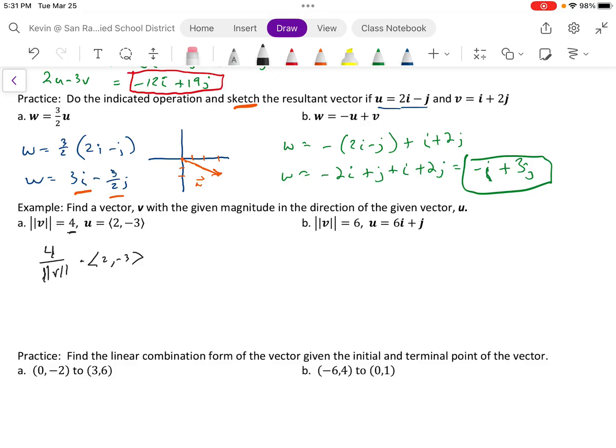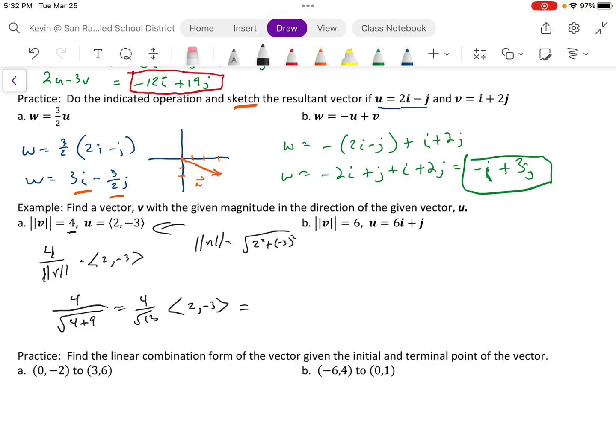So what we're going to do here is take 4 over the magnitude of u, which would be the square root of 2 squared plus negative 3 squared. So it's going to be 4 plus 9, so 4 over square root of 13. Then we're going to multiply that, like a scalar, to each of the components. Hopefully you're following me here.